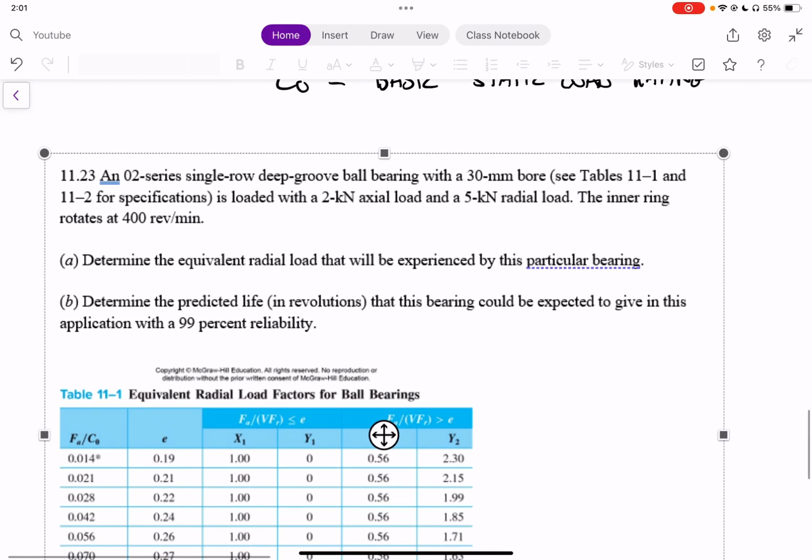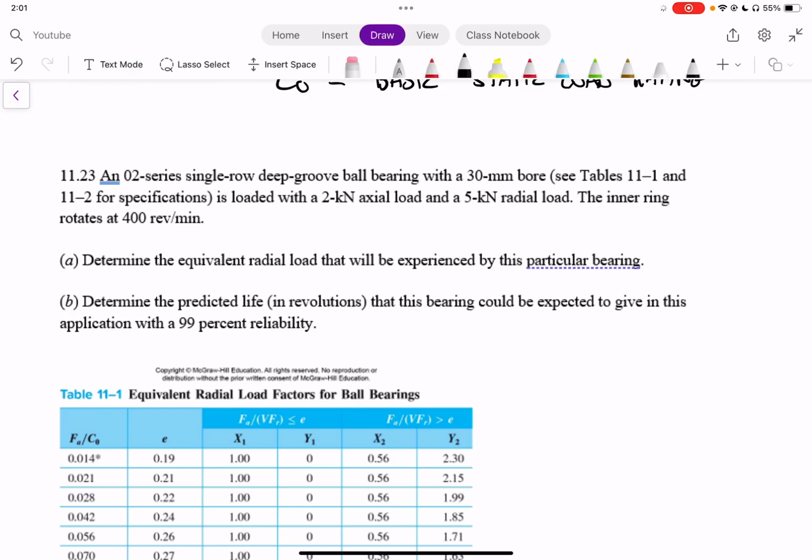We're told that a 02 series single row deep groove ball bearing, so it's a deep groove ball bearing, not an angular contact, so it's a little bit different, with a 30 millimeter bore. See tables 11.1 and 11.2 for specifications. It is loaded with a 2 kilonewton axial load and a 5 kilonewton radial load. So the axial load is actually 2 and the radial load is 5, so we do have some effect from an axial load. The inner ring rotates at 400 revolutions per minute. It tells us to determine the equivalent radial load that will be experienced by this particular bearing.